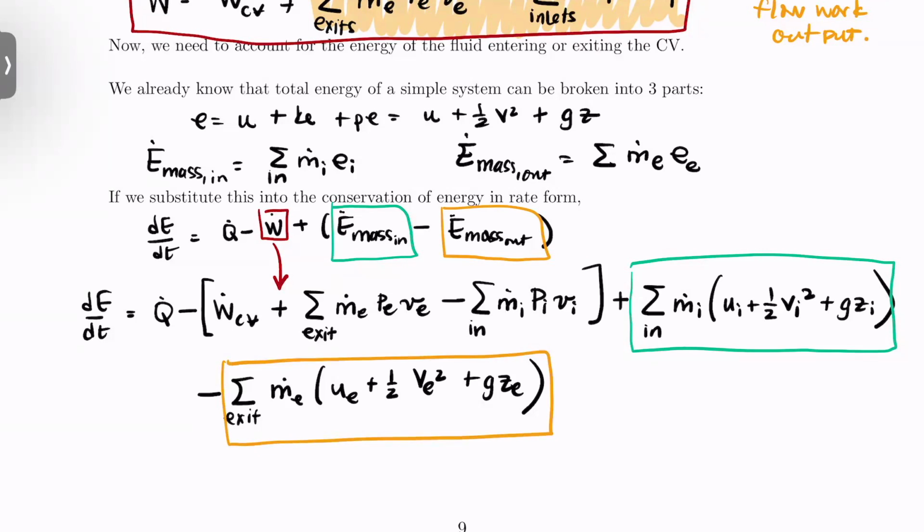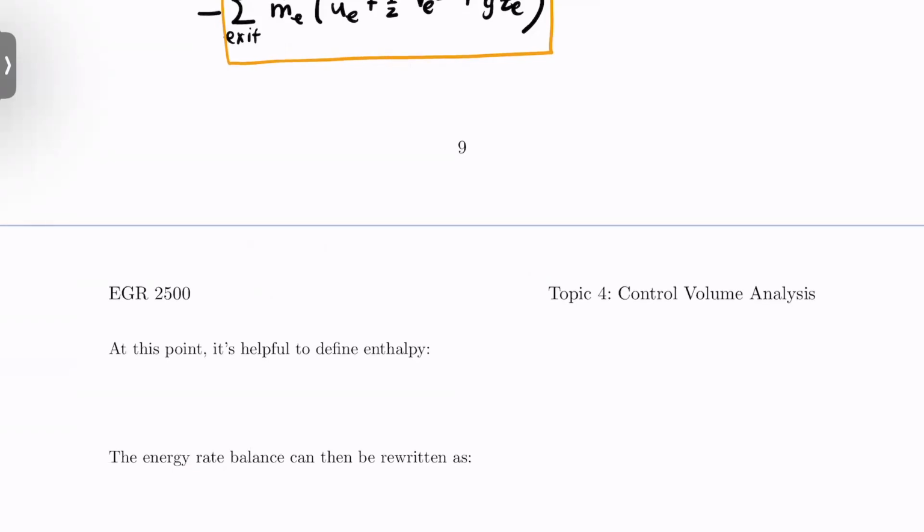Is everybody with me on how I've substituted everything? Okay. At this point, I am going to remind you about enthalpy. We've talked about enthalpy before. It's given the symbol H, and it's related to internal energy, pressure, and specific volume, right? So enthalpy is equal to U plus P times V, right?